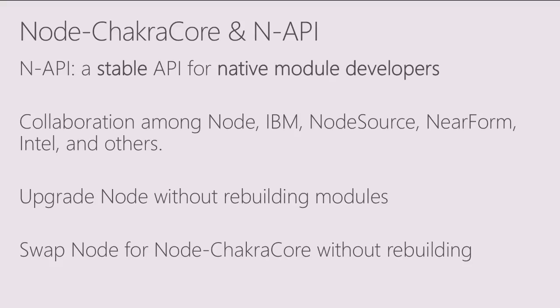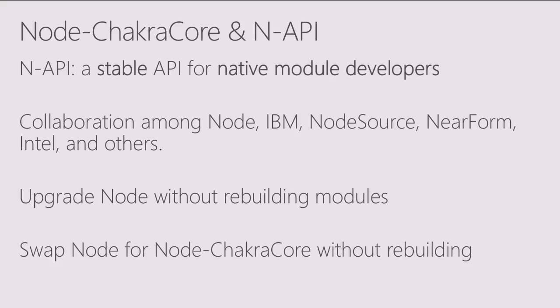So there's a lot of overhead involved with upgrading Node or switching between Node versions or switching between Node flavors. So we've been working with Node folks, with IBM and NodeSource and NearForm and Intel and a bunch of others, the Node community, on this stable API that native module developers can use to target. And it will enable you to actually upgrade Node without rebuilding. And you could even swap Node V8 for Node ChakraCore without rebuilding anything. All of your modules just work without any additional effort.